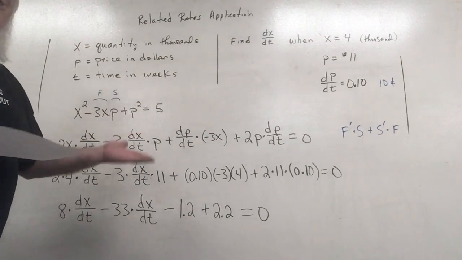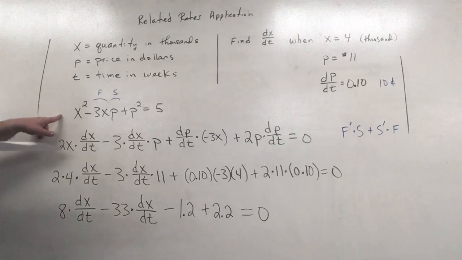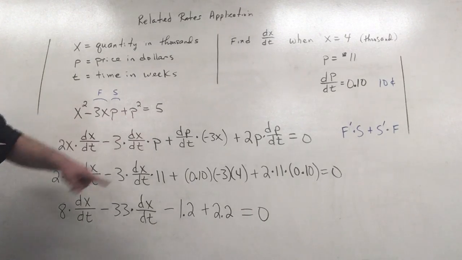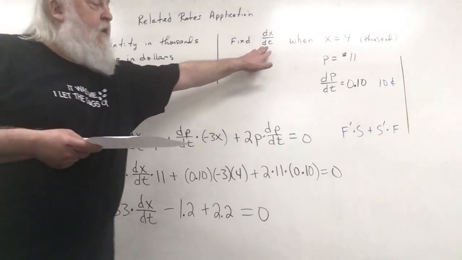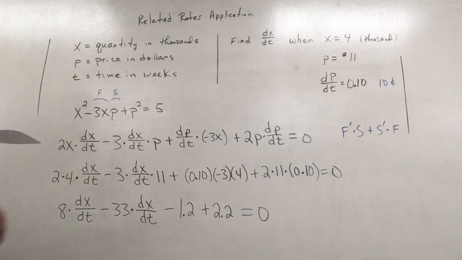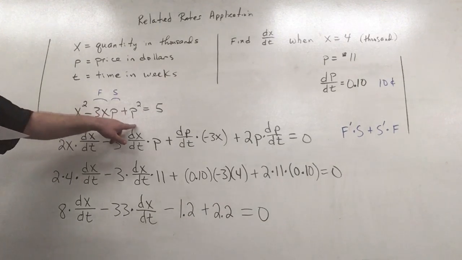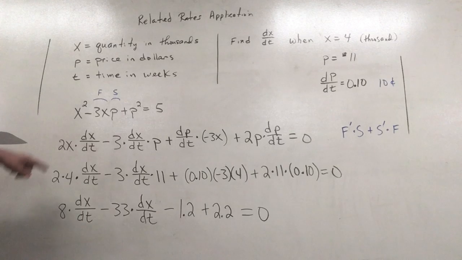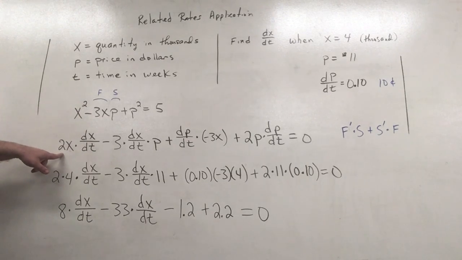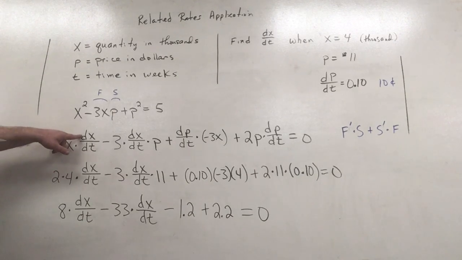To figure that out, we have to do implicit differentiation. So here's our supply equation, and we have to differentiate both sides with respect to time, because we're finding the derivative of x with respect to time. So we have to use implicit differentiation. We have three terms on the left-hand side, so we differentiate each term with respect to time. The derivative of x squared: bring the 2 down front, subtract 1 from the exponent, you get 2x. But we're differentiating with respect to time, so by the chain rule, we multiply that by dx over dt.